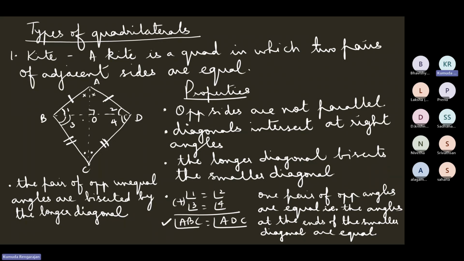The other pair of opposite unequal angles, angle A and angle C, will not be equal, but they are bisected by the longer diagonal. So the equal angles are not bisected. The unequal angles are bisected. The equal angles are formed at the ends of the shorter diagonal. The unequal angles are formed at the ends of the longer diagonal.